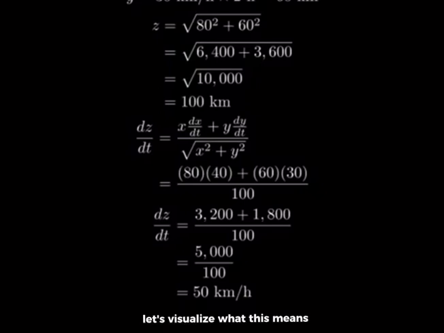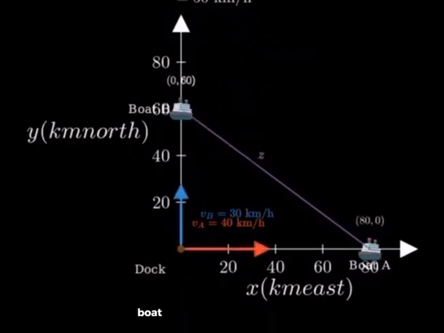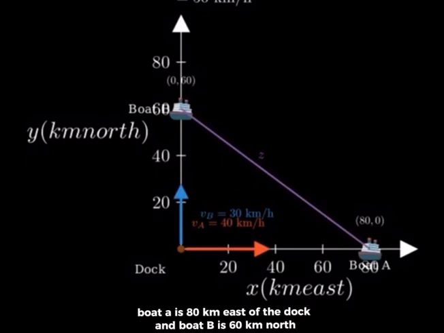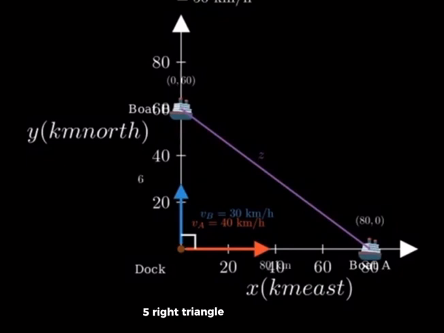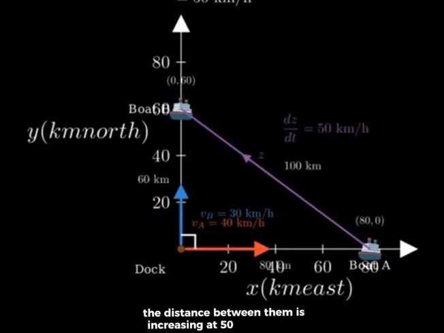Let's visualize what this means. At t equals 2 hours, boat A is 80 kilometers east of the dock, and boat B is 60 kilometers north. They form a 3-4-5 right triangle, scaled up by a factor of 20. The distance between them is increasing at 50 kilometers per hour.